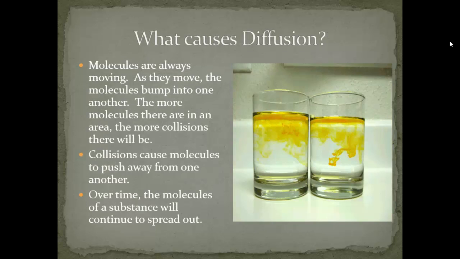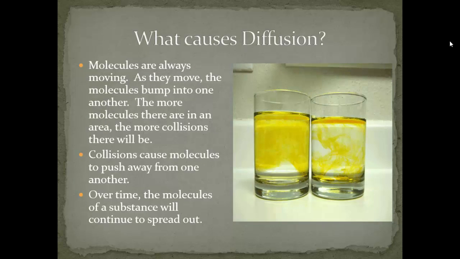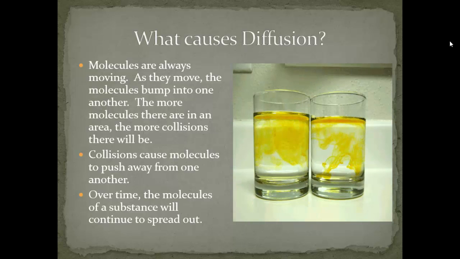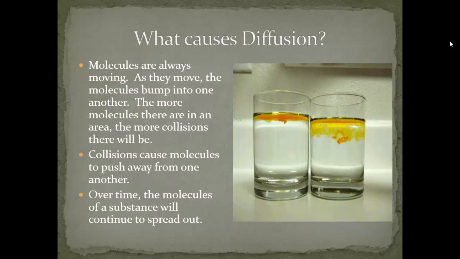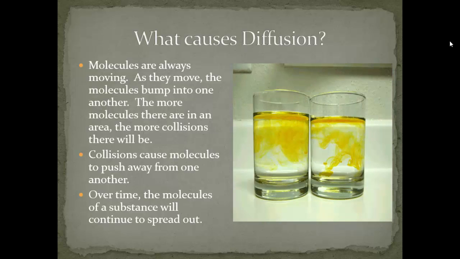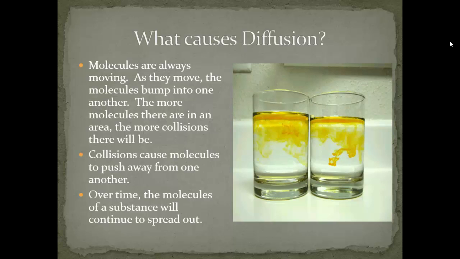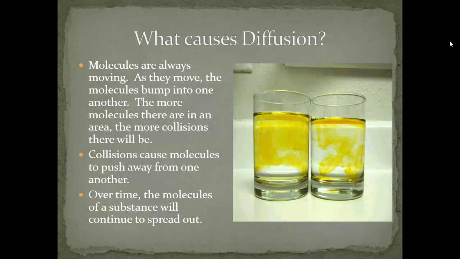So what causes diffusion? Molecules are always moving. As they move, the molecules bump into one another, and the more molecules there are, the more collisions there's going to be. Collisions cause molecules to push away from one another, and over time, the molecules of a substance will continue to spread out, like in this GIF over here. Put a little dot of food coloring, and the molecules are always going to bump into each other to get away from each other, and eventually it'll take up the space of the cup.